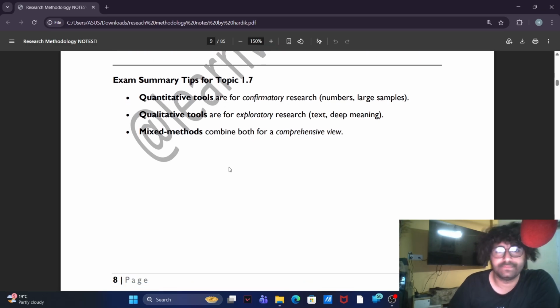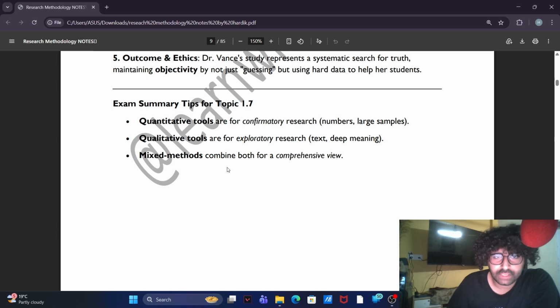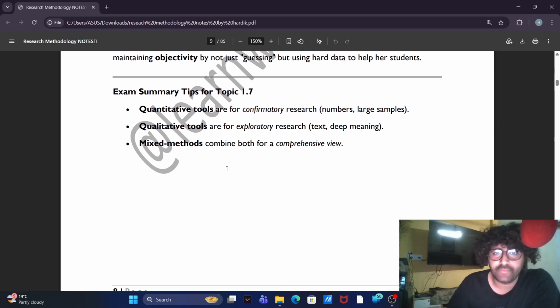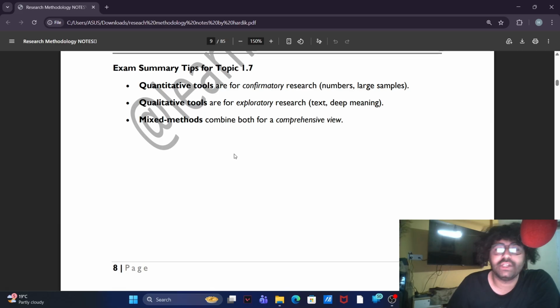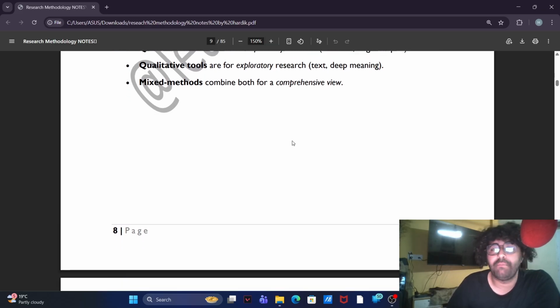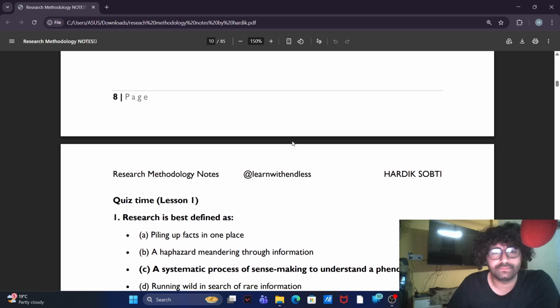help us students. Here's a tip for you guys. Again, it's a short summary tip. Quantitative techniques are the confirmatory research tools, for example numbers and large samples, and qualitative techniques are for exploratory research, text, deep meanings, etc. Mixed methods are a combination of both for a broad or comprehensive view.